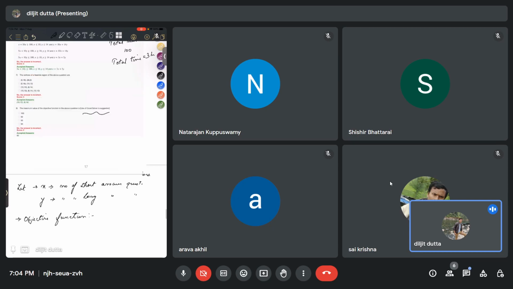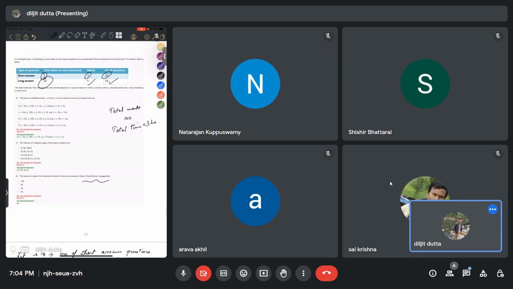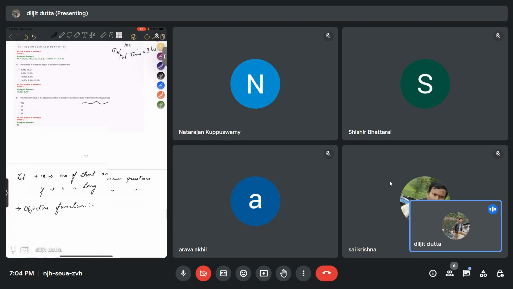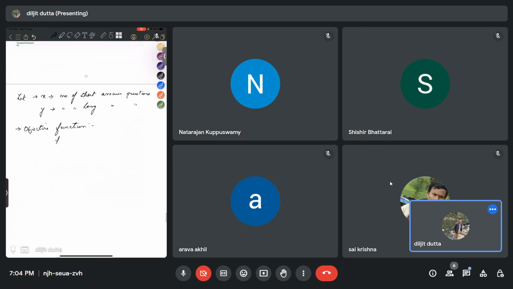So the objective function will be what? We need to maximize the marks to secure maximum marks. For each short answer question we have 3 marks, and for each long answer question we have 5 marks. So the objective function f is equal to 3x plus 5y.